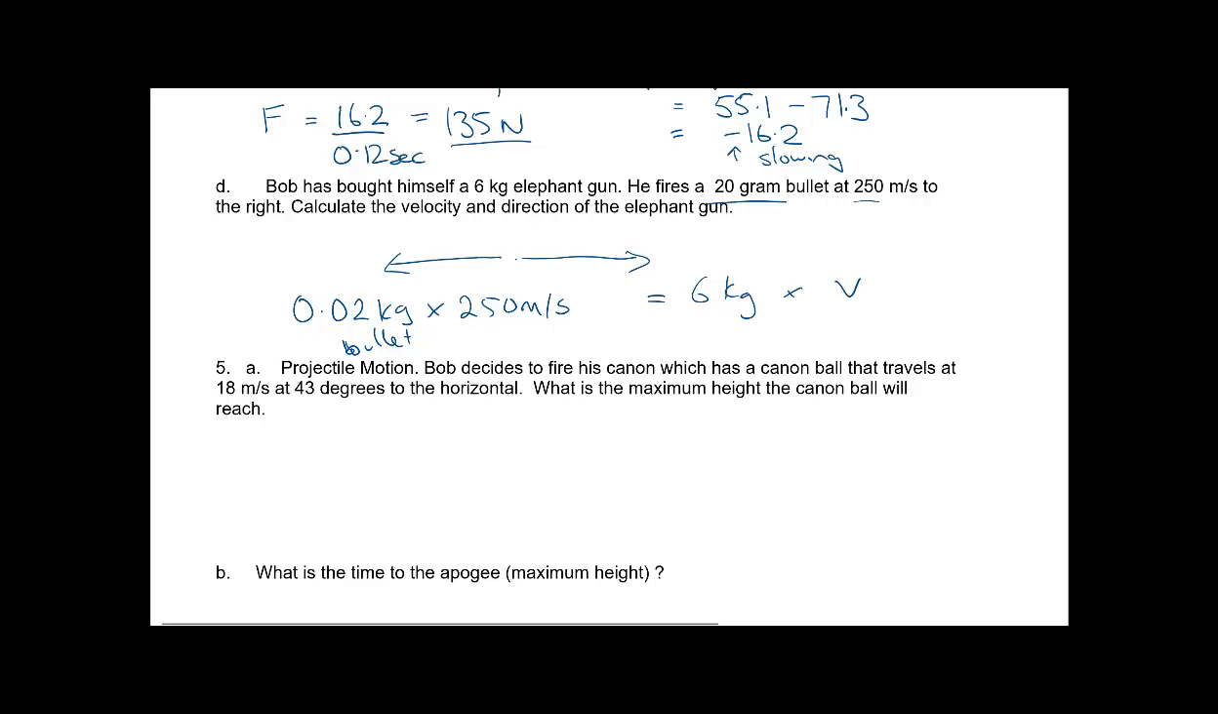So these are reasonably straightforward. 250 times 0.02 equals 5 kg meters per second equals 6 times v. So you just divide that in, and you should end up with v equals 5 divided by 6. In other words, that'll equal 0.83 meters per second. Okay, and I'm going to stop at this stage.